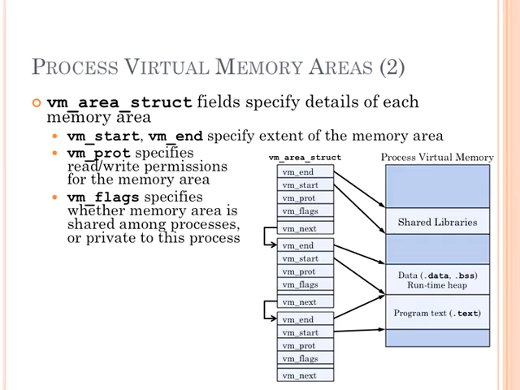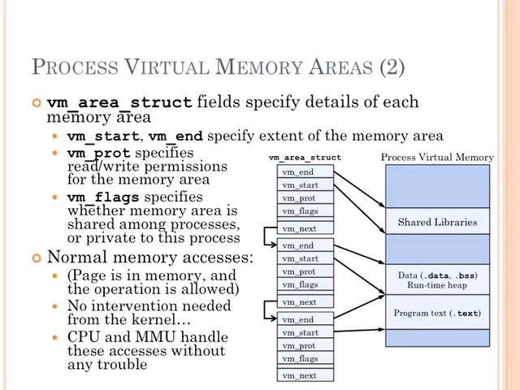It turns out that another thing that's in there is: is this memory mapped? Is it a memory mapped file? If so, what is the file and what's the offset? So that it knows how to manage that section of the virtual memory region. Okay? It all should be pretty obvious.